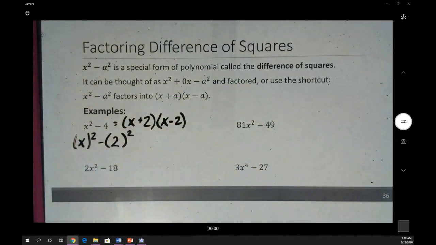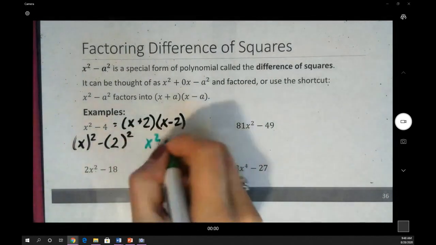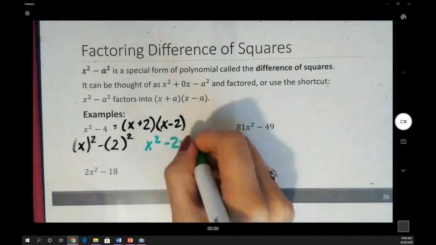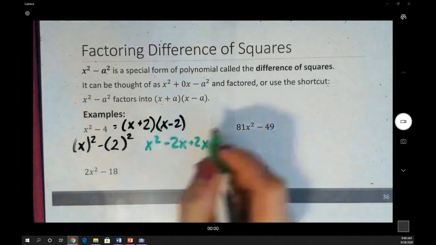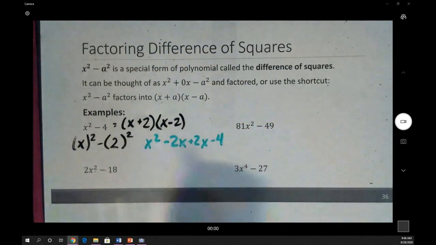As always, we can FOIL this out to check to make sure we have the right answer. X times x is x squared. X times negative 2 is a negative 2x. Positive 2 times x is a positive 2x. And 2 times negative 2 is a negative 4. So you'll notice our x terms cancel out and we're left with x squared minus 4.